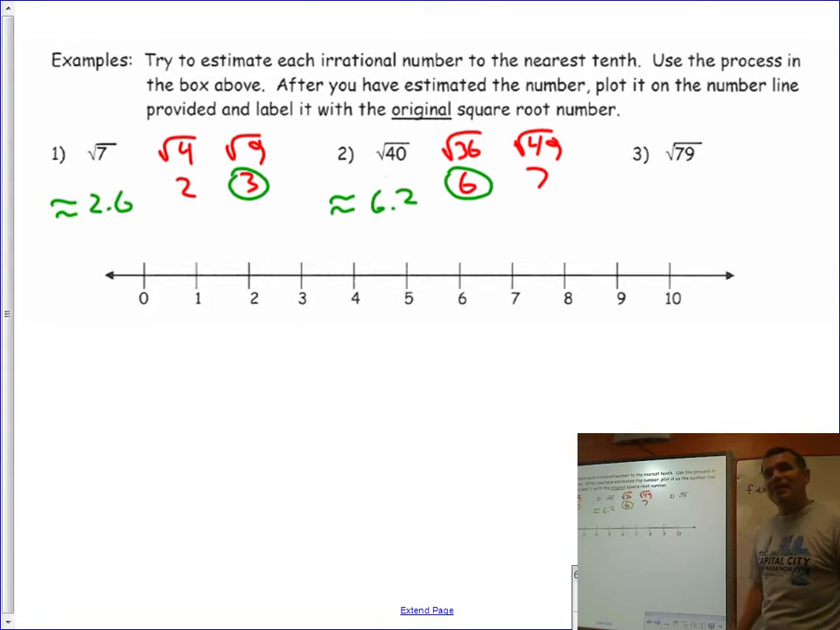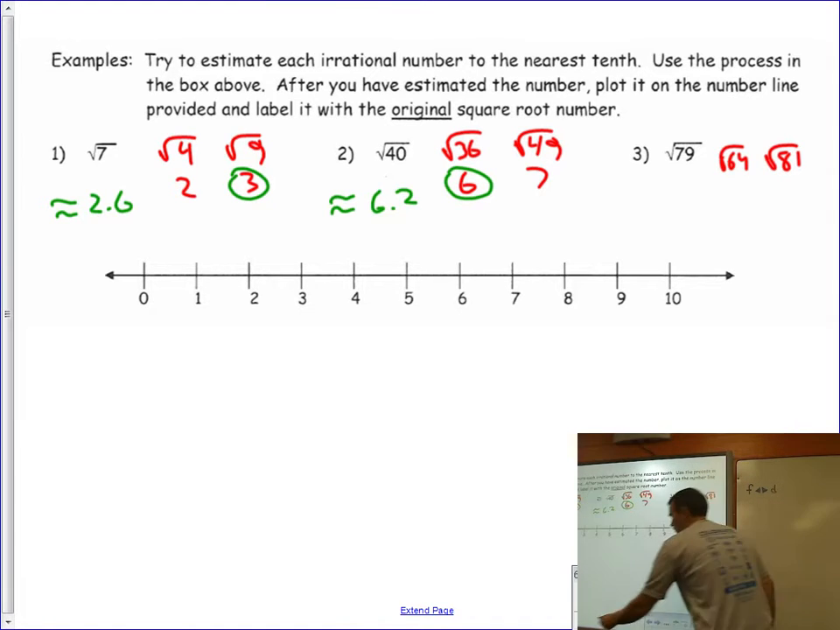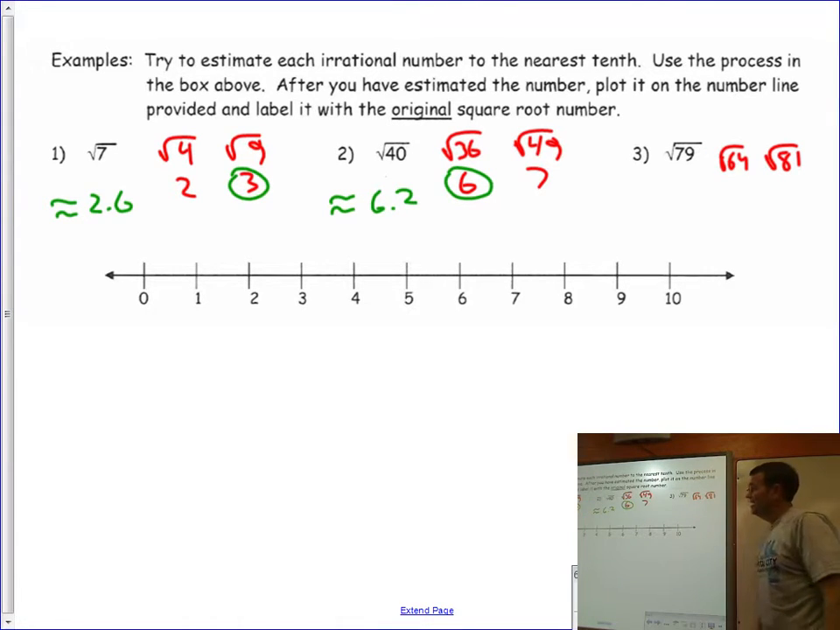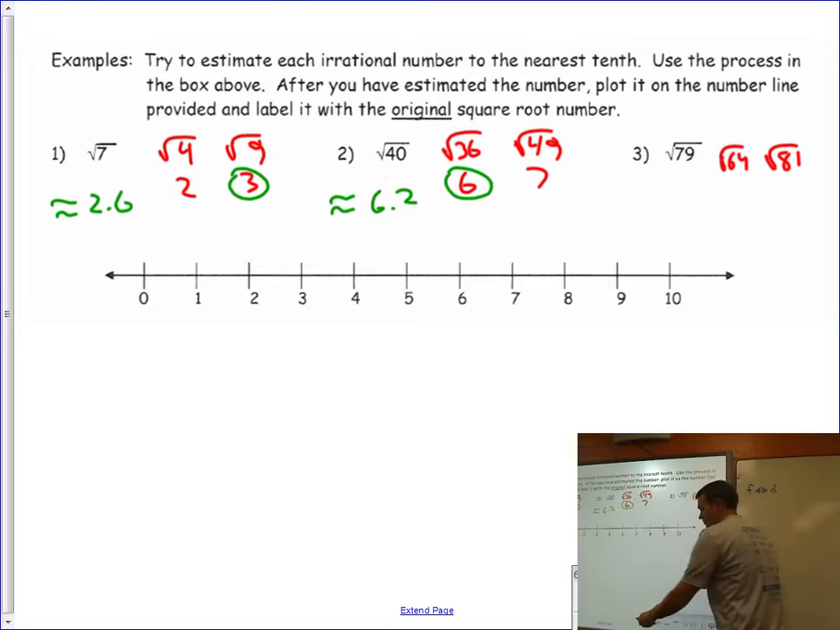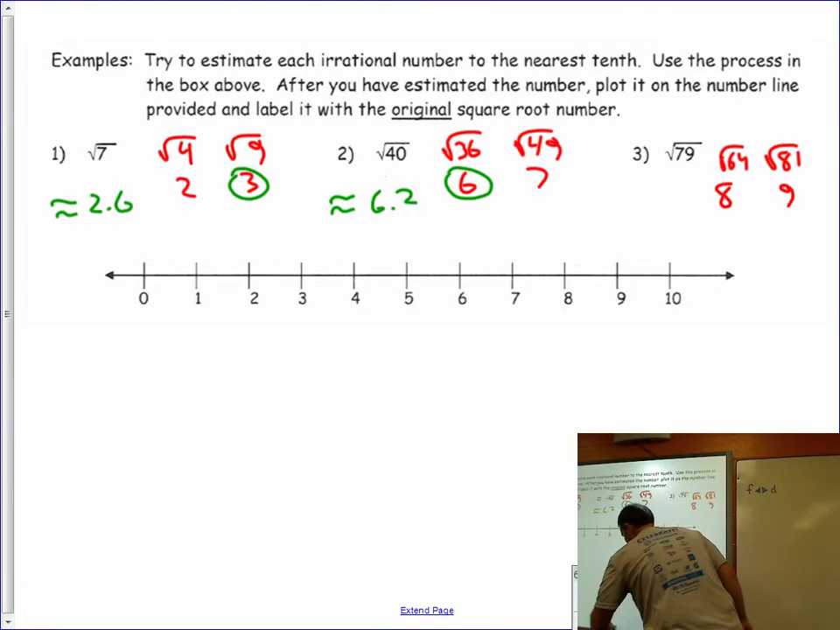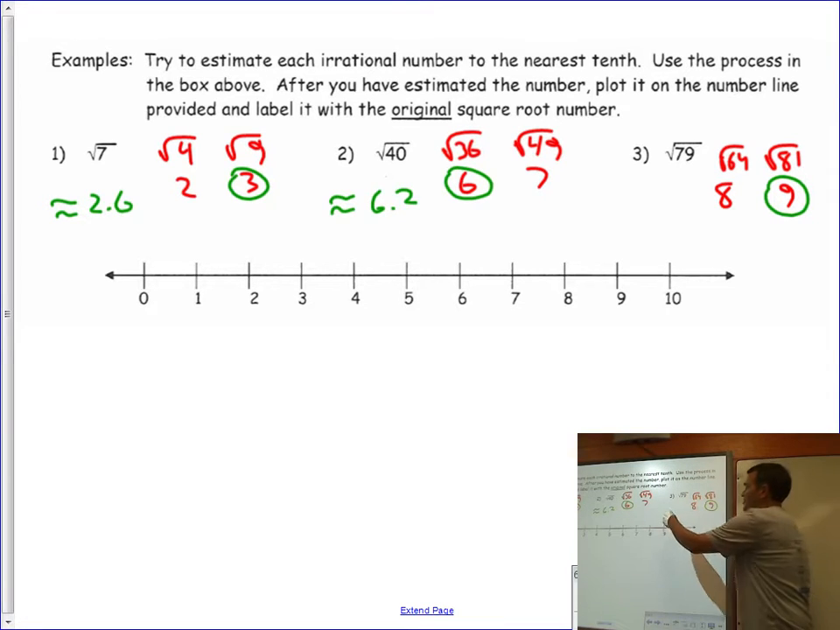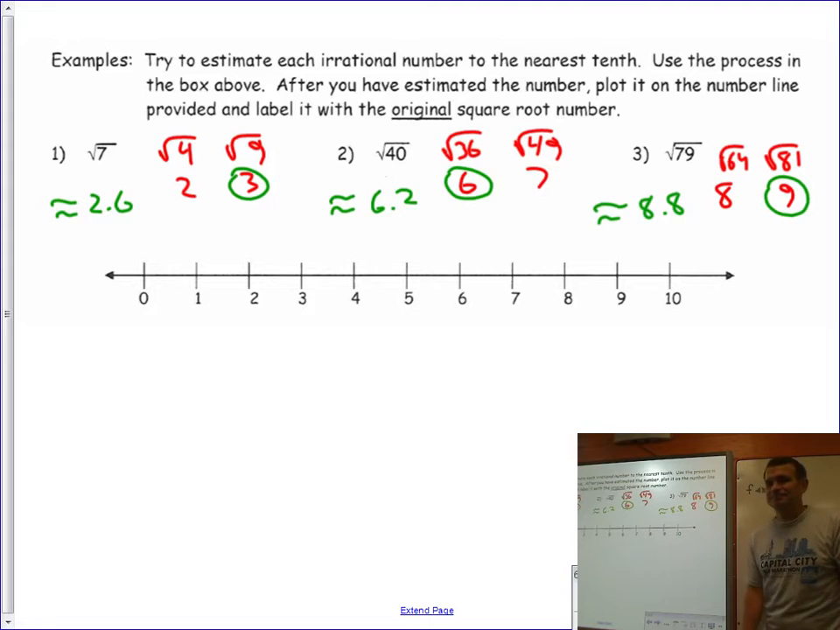And last up, 79. 79 is between 64 and 81. So that means its square root is between 8 and 9. And in this case, it is much closer to 9. 79 is much closer to 81. So I'm going to say it's approximately 8.8.